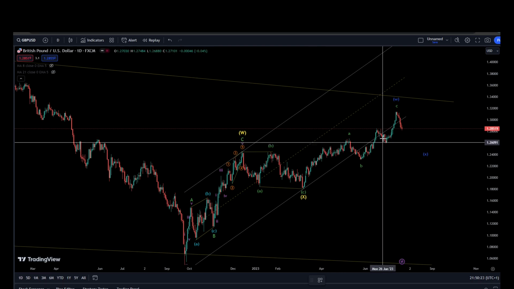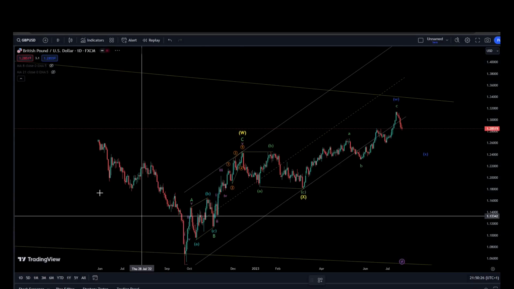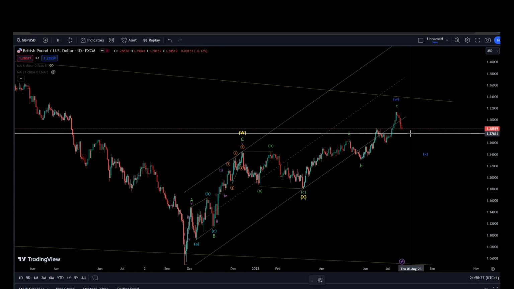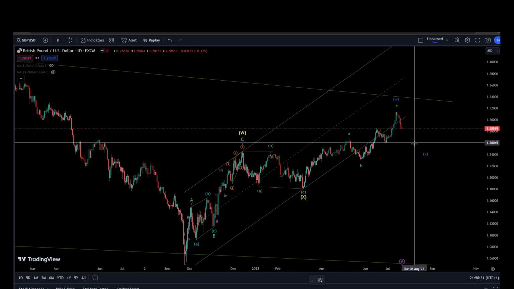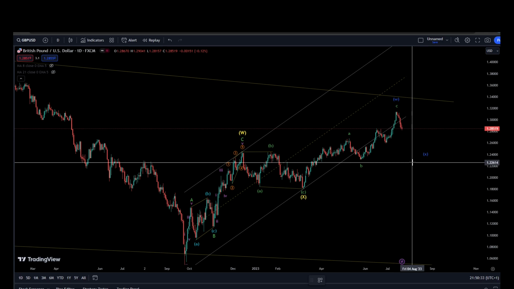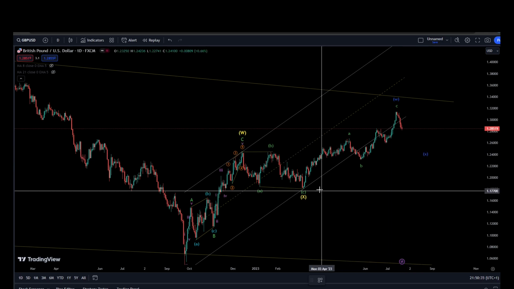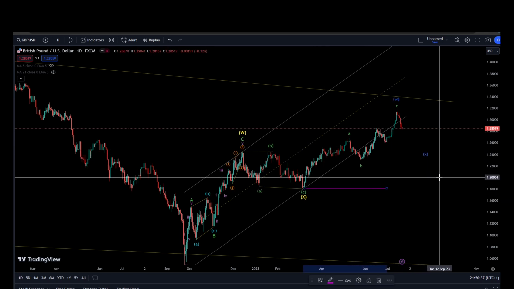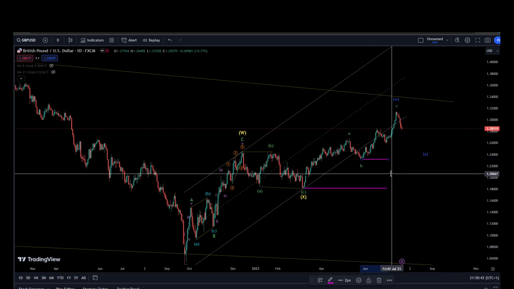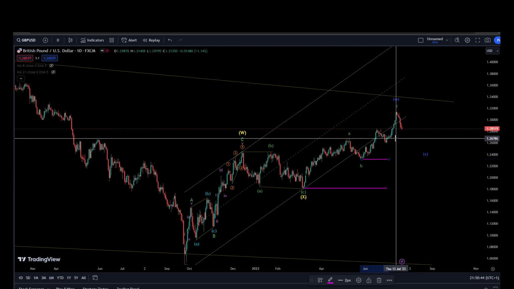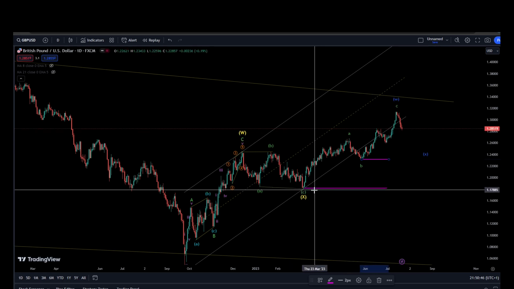I think with pound dollar we're probably going to see more downside coming in. But before that happens, you might get some sort of little mini correction. At the end of the day, I don't necessarily think we're going to hit these lows, although we might possibly hit these lows. That is a huge possibility.